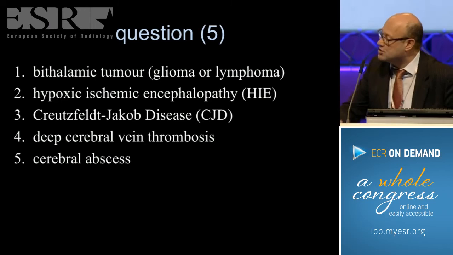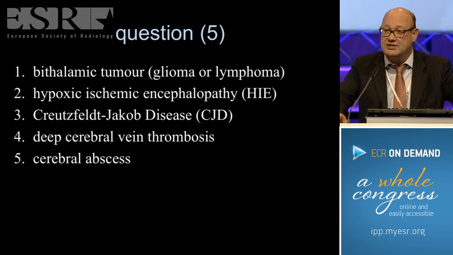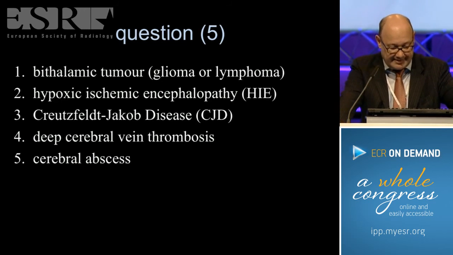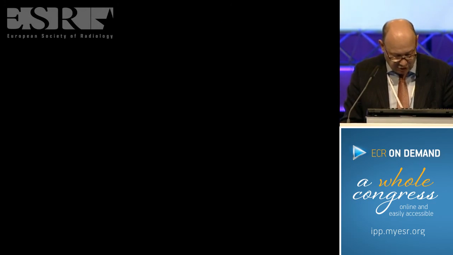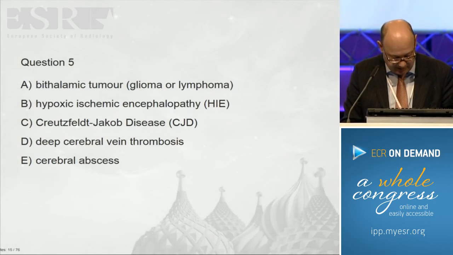So this is my question. This patient is presenting with a bithalamic tumor. We are dealing with hypoxic ischemic encephalopathy. Is this a case of Creutzfeldt-Jakob's disease? Is this deep cerebral vein thrombosis? Or is this a cerebral abscess? It's time to vote, and I will show you the images again.